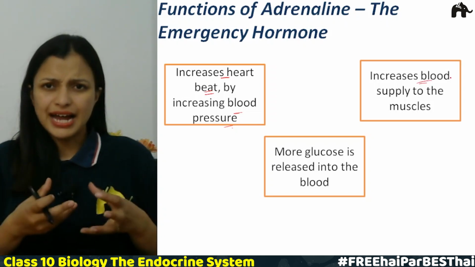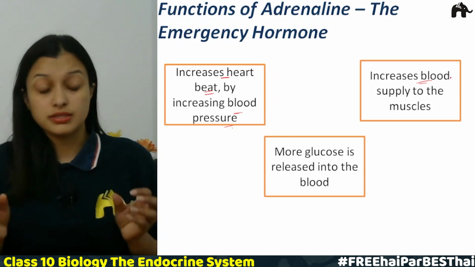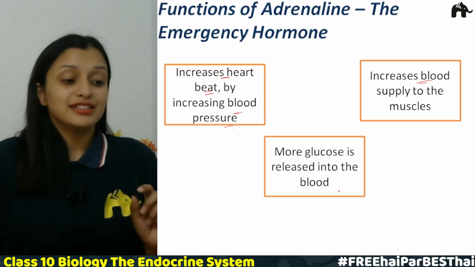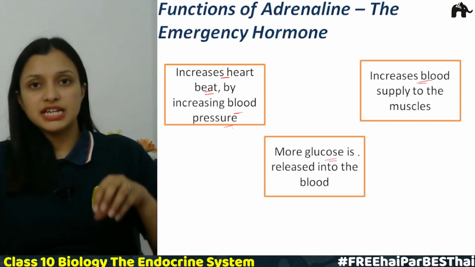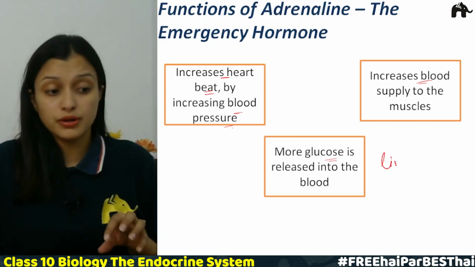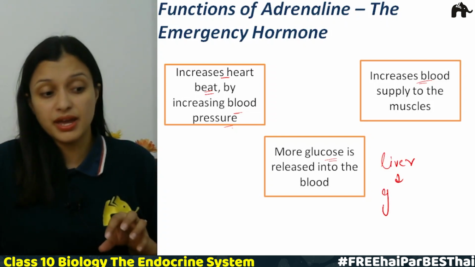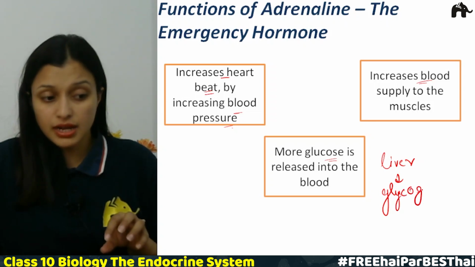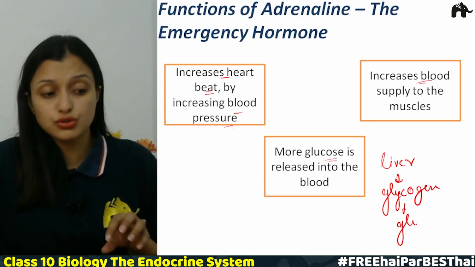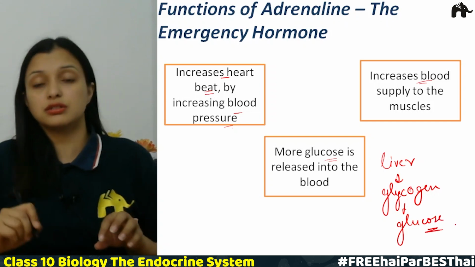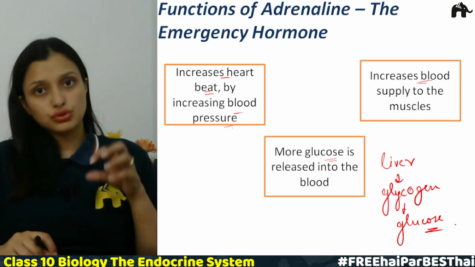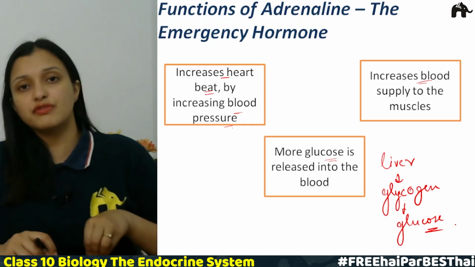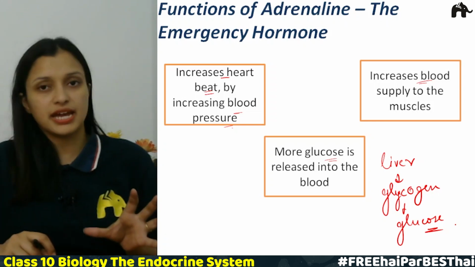more blood will be supplied to the muscles than to the skin or the other organs, okay, because your muscles might need more energy. Then more glucose is released into the blood, so there is more action in the liver, where glycogen is converted to glucose, so that more and more energy is provided to the blood, so that more energy can be extracted.